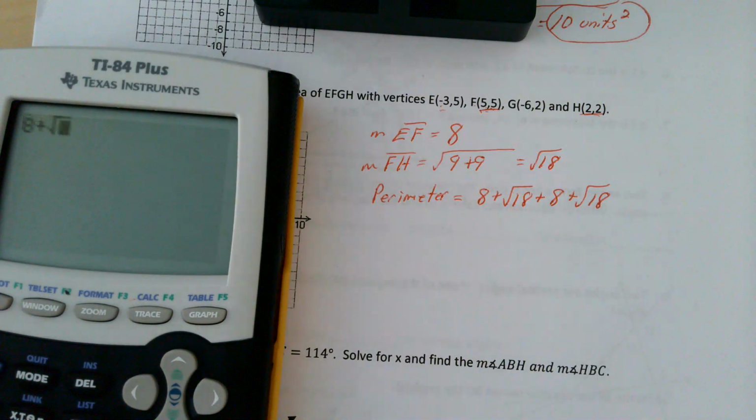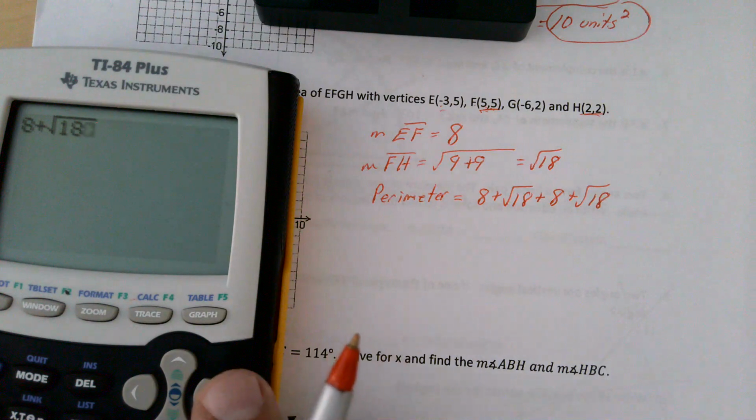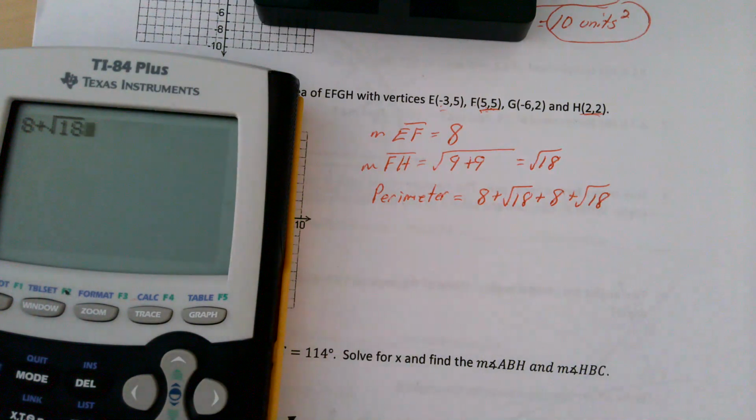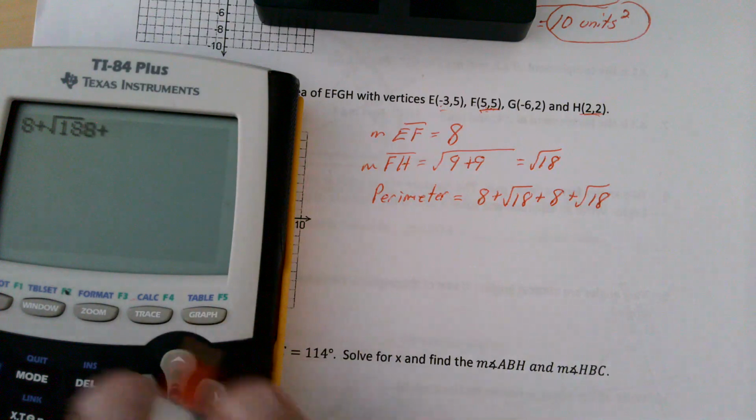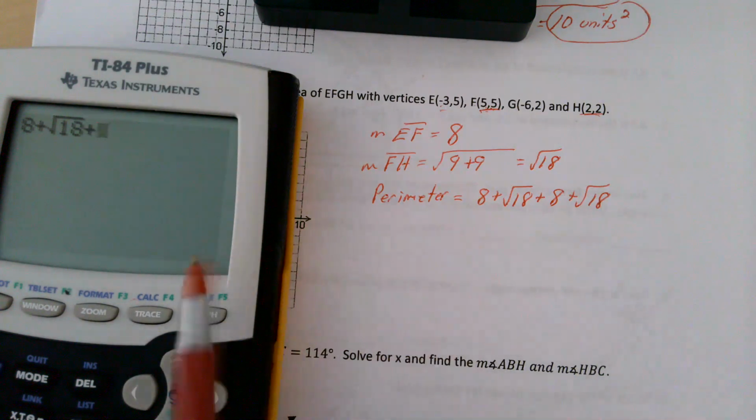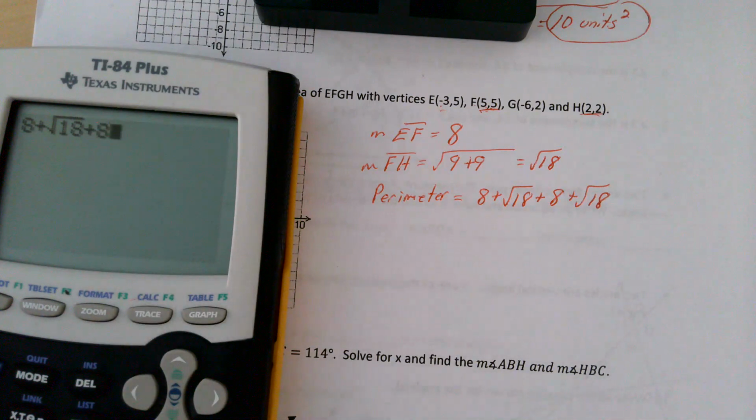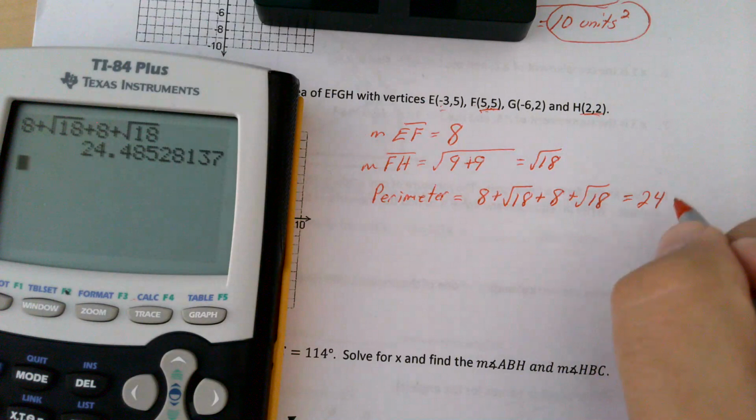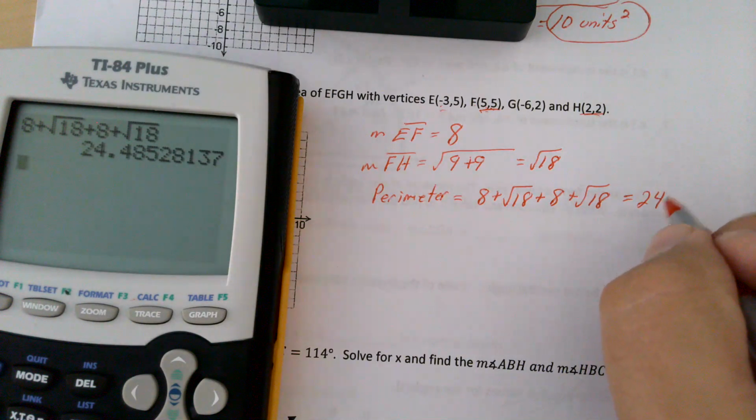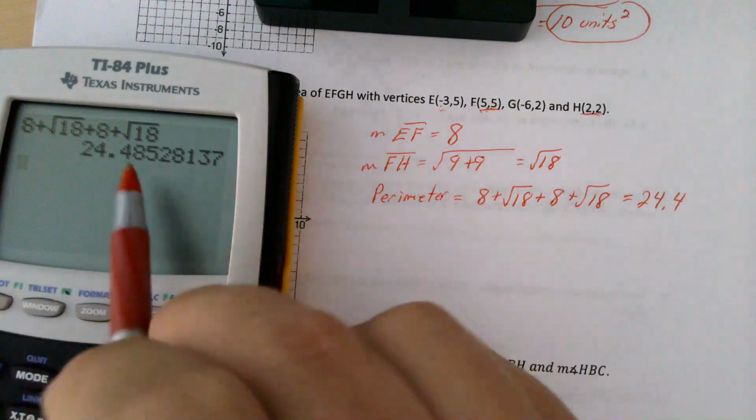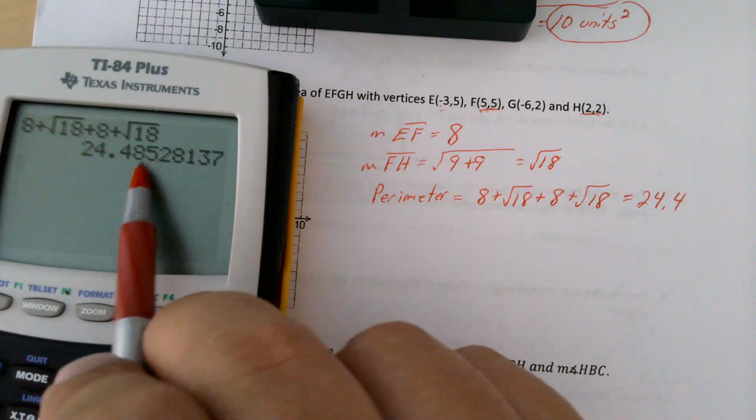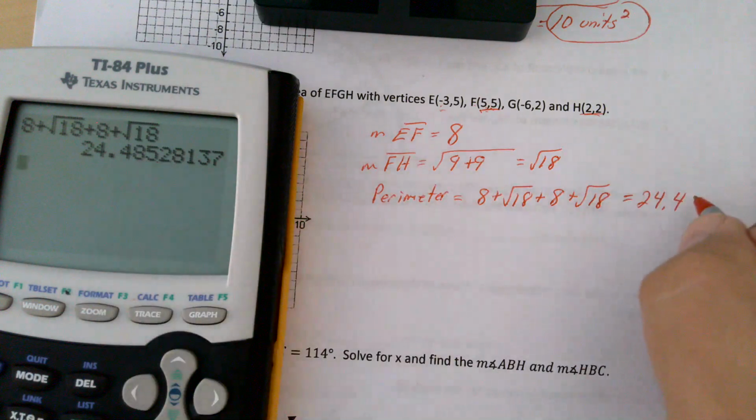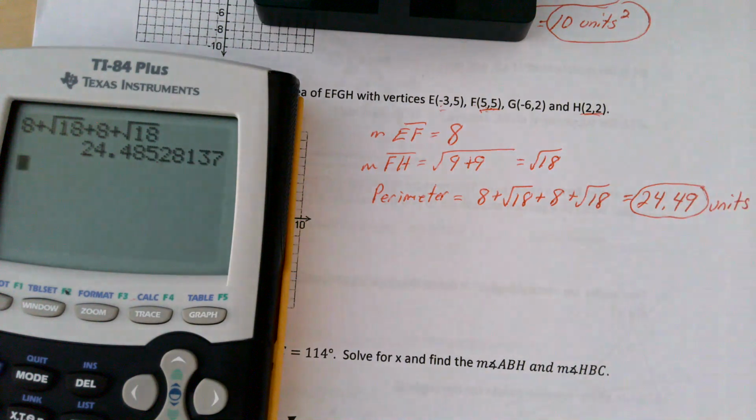8 plus root 18. Like I said, I could hit enter and then just double this number, but I'm going to type the whole thing in. Whoops, and I messed up. Delete. There's my plus sign. So root 18 plus 8 plus root 18. And we get a distance of 24.49. So if you're rounding to the nearest penny, since next to the 8 is going to be a 5, I'm going to round that 8 to a 9. There is the distance around.